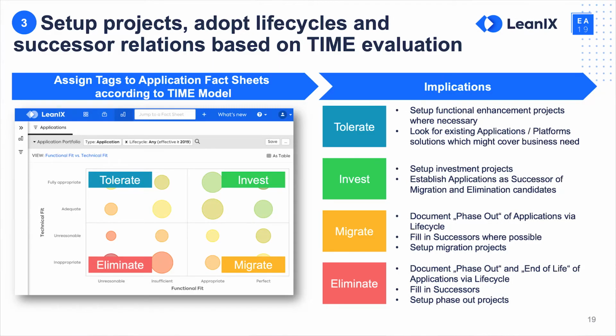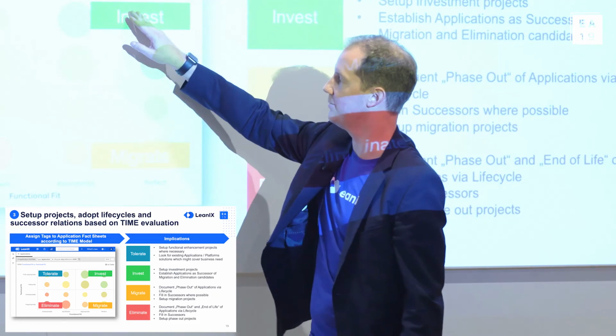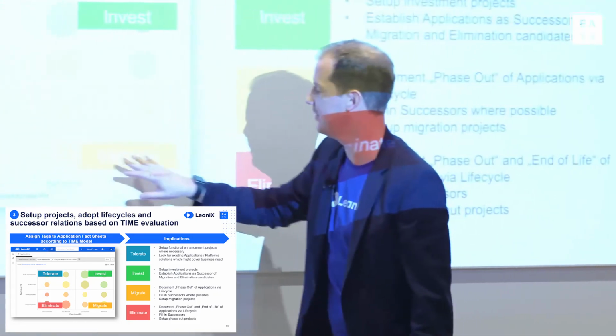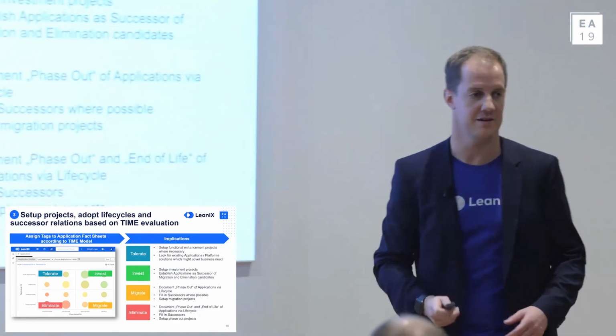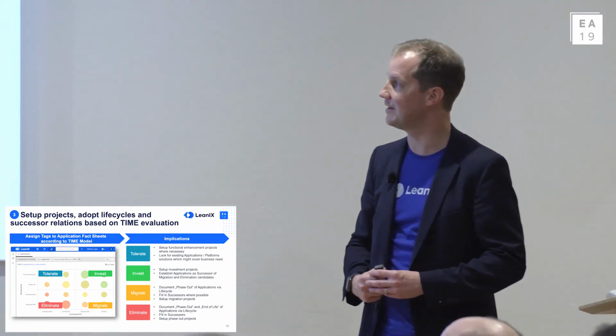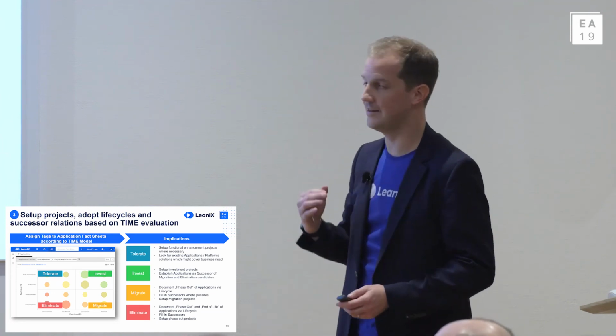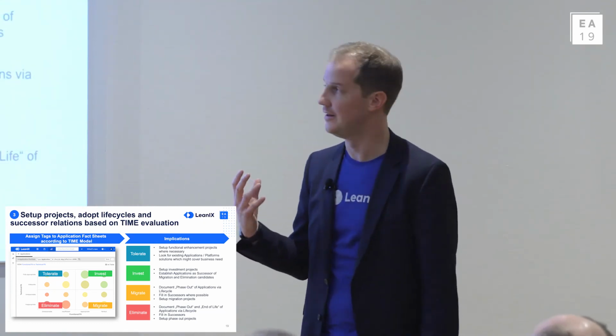So coming back here, we have our functional fit and we have our technical fit. What does it mean? So we need to assign the tags to the application fact sheets according to the time model. That means you need to select these and give them an invest tag. You need to do this and select these and give them a migrate tag. So basically that's easy. In about a minute, I will give you some hint about automating this. The important thing here, and this cannot be automated, is what do you do with this evaluation now?